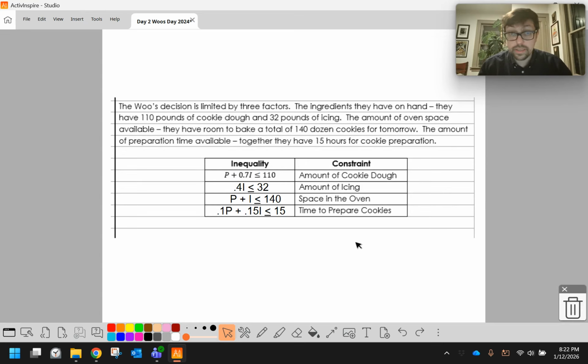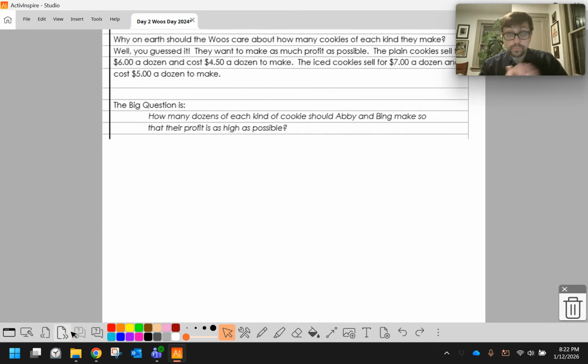But the Woos are a business, and so they want to be trying to make some money. So let's learn about that. The way that the Woos sell their cookies is plain cookies sell for $6 a dozen, and they cost $4.50 to make. That's for running the ovens and buying the cookie dough, all that jazz. The iced cookies sell for $7 a dozen and cost $5 to make. So they need a little bit extra money because they got to pay for that icing on there.